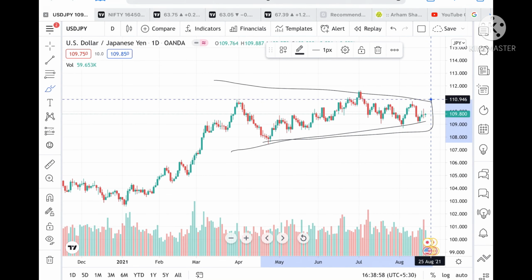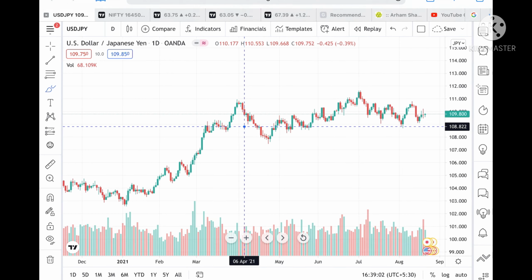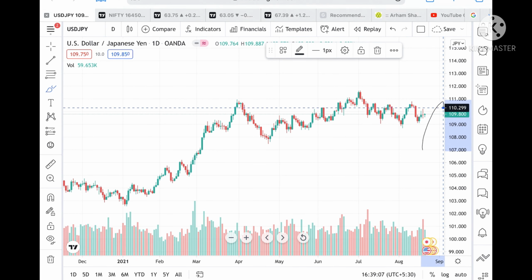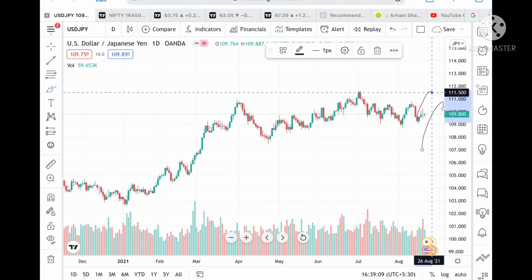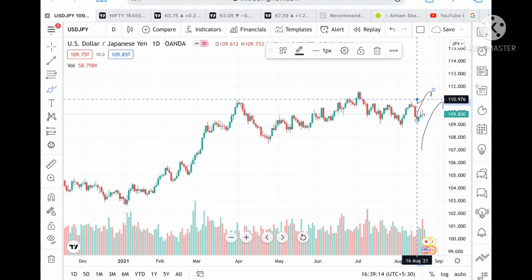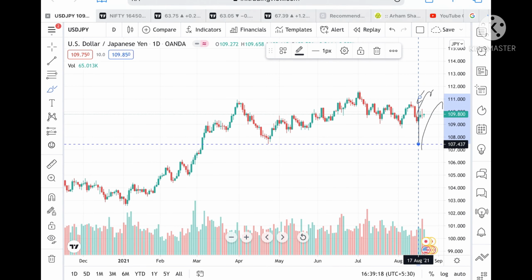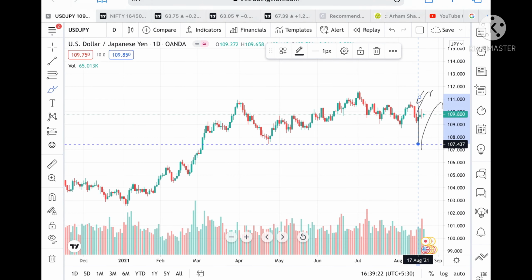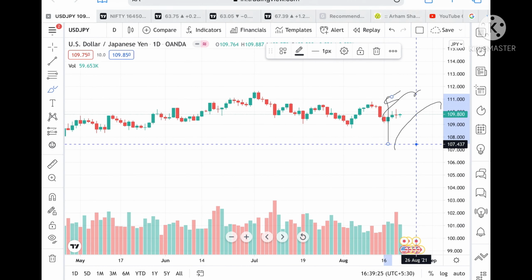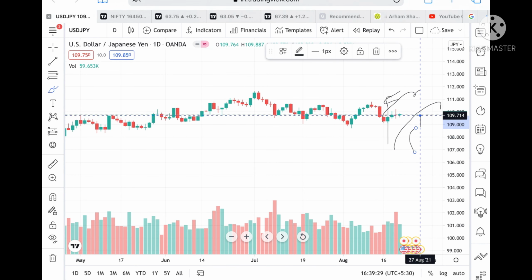Okay, and once this particular range breaks upside or downside, we can see a further movement in the price of USD JPY. A broader range we can see is a high of around 111.715 and a low of around 107. This is I'm calculating from April.